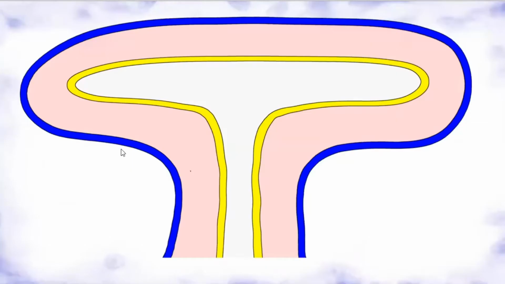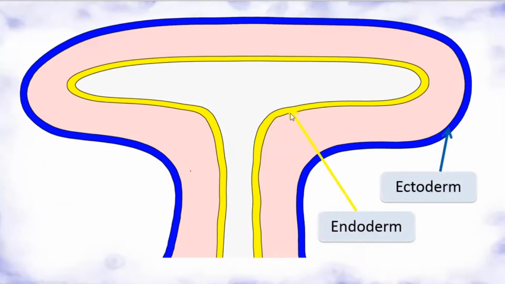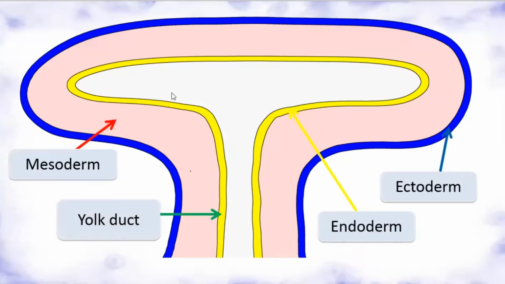Here we can see the embryo. Embryo on this stage already has ectoderm, outer embryonic layer. It has endoderm, inner embryonic layer, and also between them we have mesoderm. And here we can see that endoderm forms a tubule, a duct with blind ends, which have no communication with outer environment. But we have yolk duct which provides communication between endodermal tube and also yolk sac.